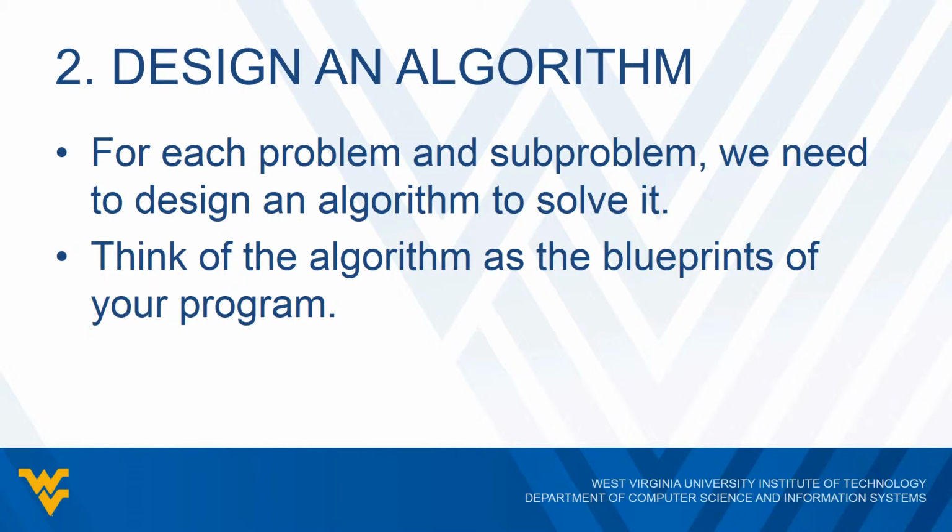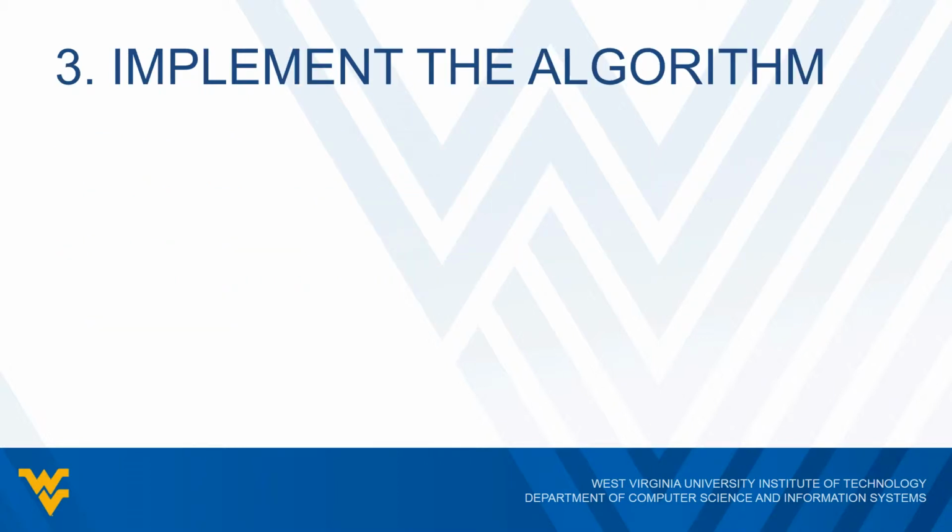But if you take a decent amount of time for coming up with your plan, when writing the code, it's actually going to go by a lot quicker than if you try to write a program without an algorithm. The third step is to implement the program. Once you have your algorithm, you can start typing code.